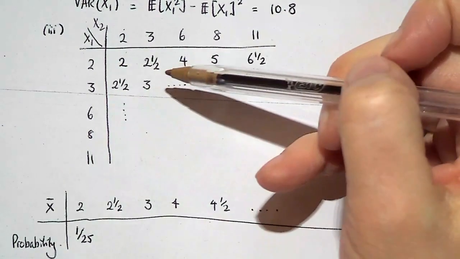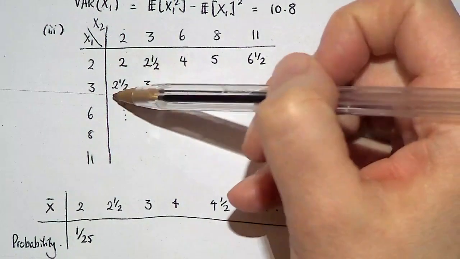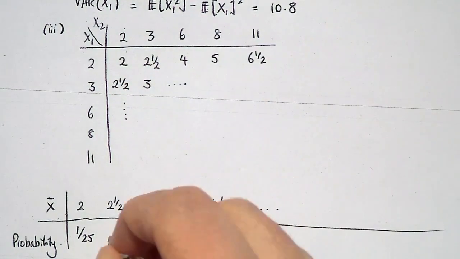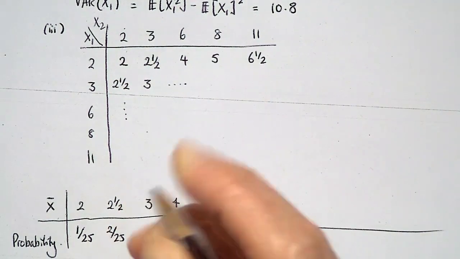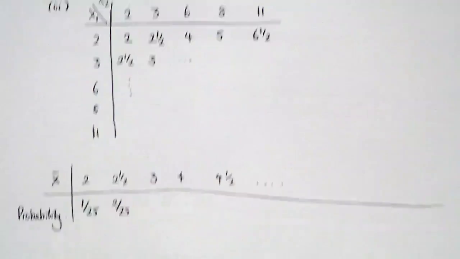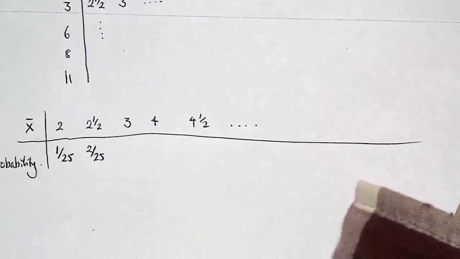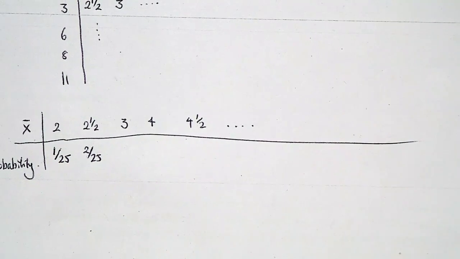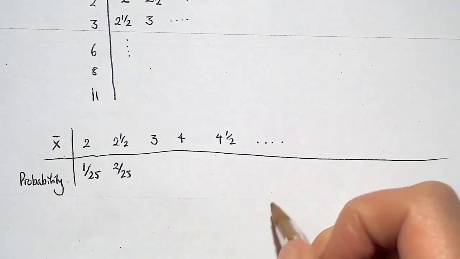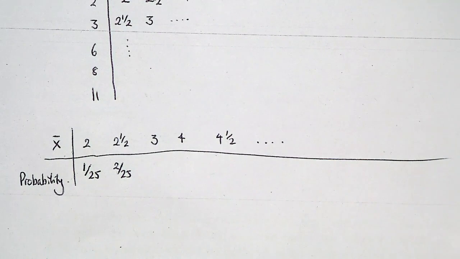Similarly, with 2.5, that only occurs here and here. So the probability of that one happening is going to be 2 over 25. So it's the frequency with which they're in the table divided by the total number of elements in the table. And then you can check that you've populated this table correctly by making sure that the entries that you put in the probability row add up to 1.